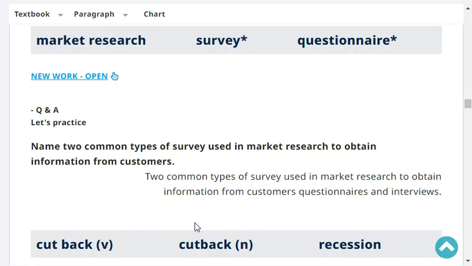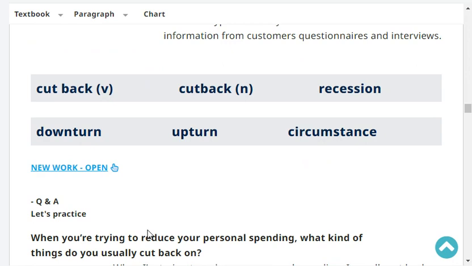Name two common types of survey used in market research to obtain information from customers, please. Two common types of survey used in market research to obtain information from customers are questionnaires and interviews. Very good. Okay, next.